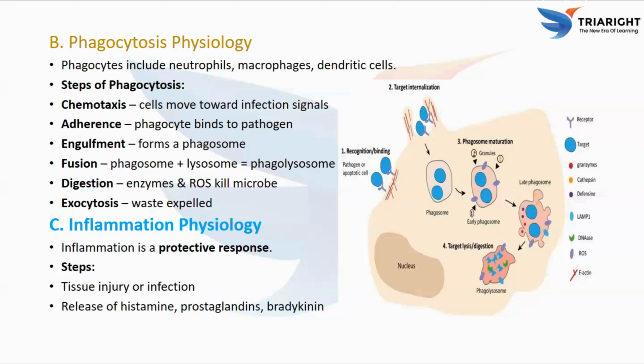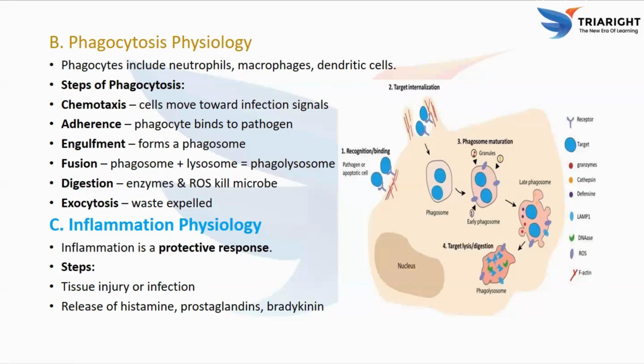So this histamine causes vasodilation and increases blood flow. Whereas prostaglandins increase the pain, fever and inflammation. And bradykinin increases the pain and swelling. So these chemicals together create the classic signs of inflammation. So there are four cardinal signs of inflammation: redness, heat, swelling and pain.